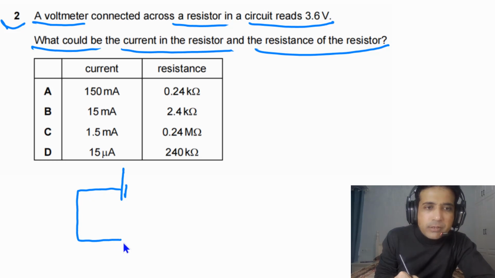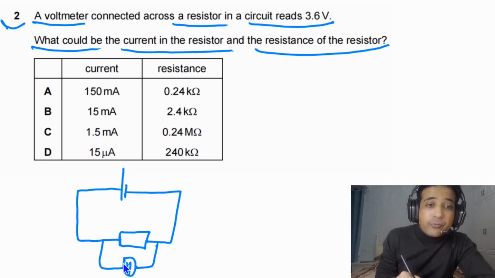So this one is the resistor, and the voltmeter is connected across this one. You can imagine this one is the voltmeter, and the reading of this voltmeter is given. That reading is equal to 3.6 volts.